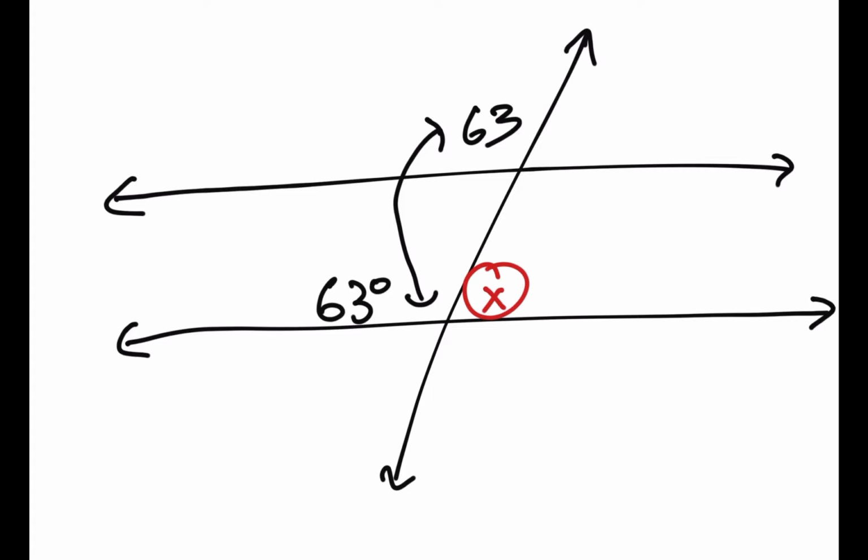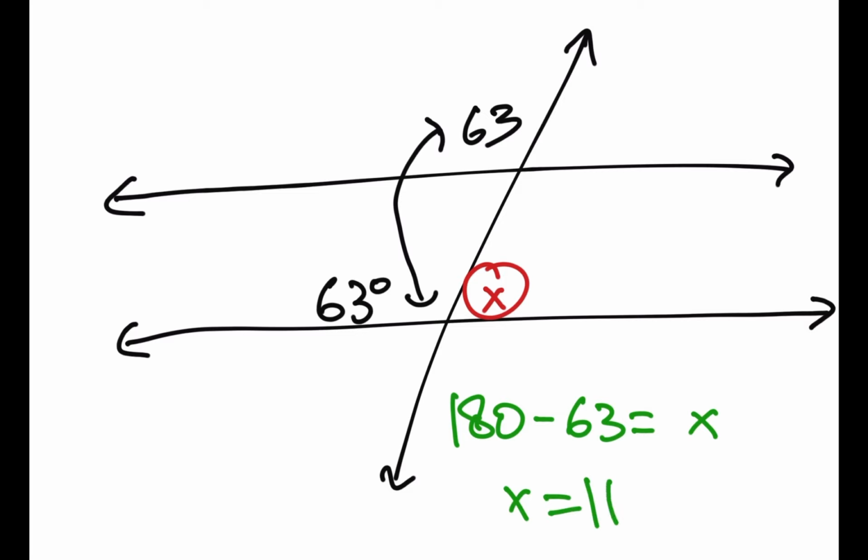Now it's just like the previous problem. So we can find 180 minus 63 is equal to x. We know that 180 minus 63 is equal to 117. Therefore, x is equal to 117.